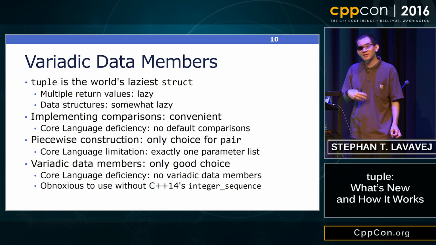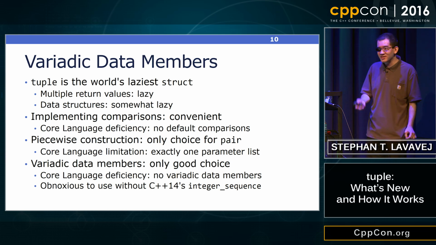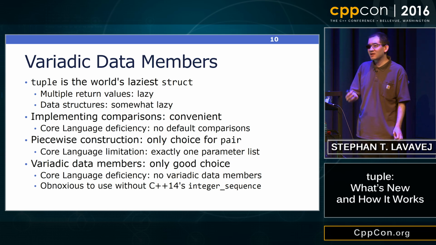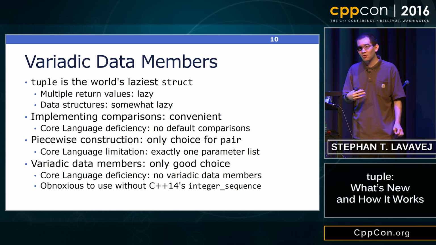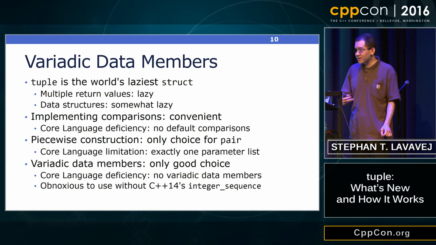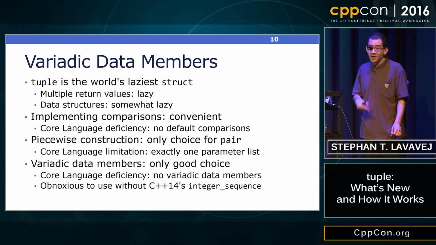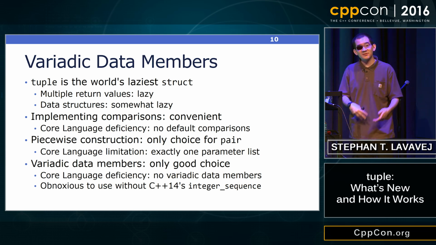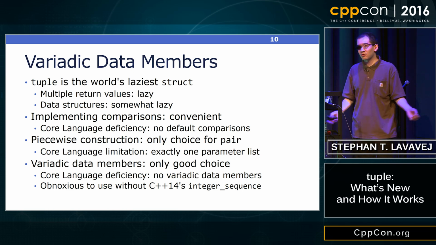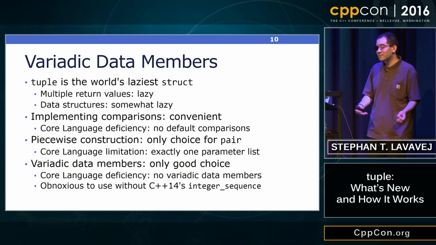Now, when it comes to things like implementing comparisons, there it gets much more convenient. I like to think of it as compensating for an outright deficiency in the core language, that it will not generate comparisons for you by default. That was proposed and rejected for C++17. Maybe we'll get it in the future, but in the meantime, the standard library can help you out. Things like piecewise construction, that's literally your only choice. You have no other way to construct the members of a pair in place.